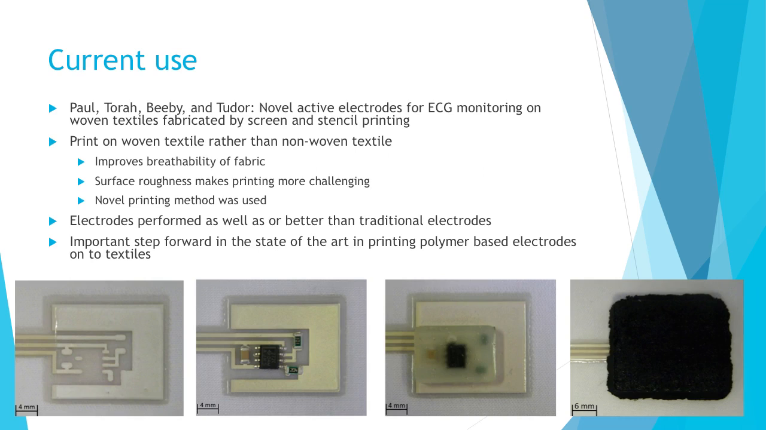In the remaining minute, I will discuss Paul, Tora, Beebe, and Tudor's paper in Sensors and Actuators A. This article documents an extension of their work in 2014. In this work, the authors screen-printed electrodes onto woven textiles to improve the breathability and comfort of the resulting electrode garment. The experimental design differed primarily from the original work in 2014 in the material used as a base polymer and the method in which it was applied.